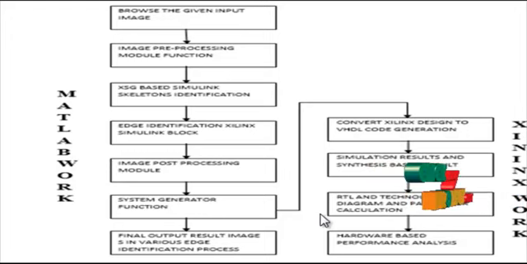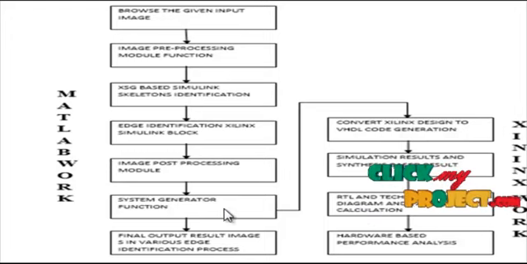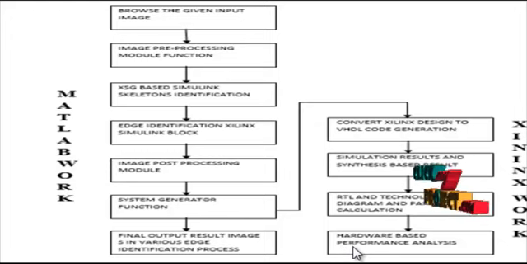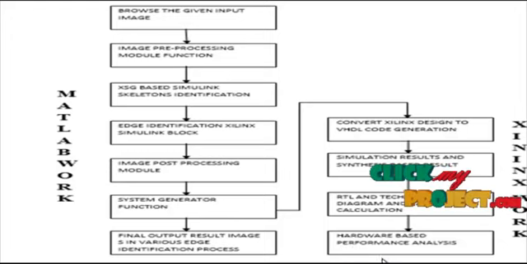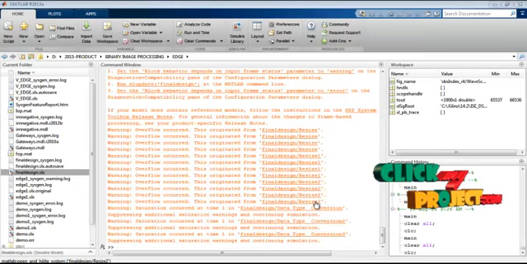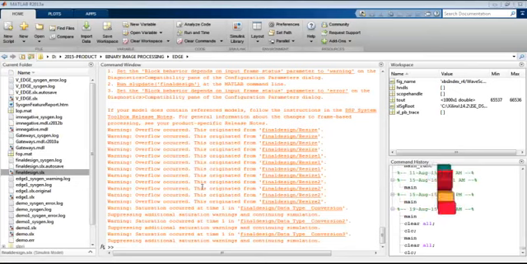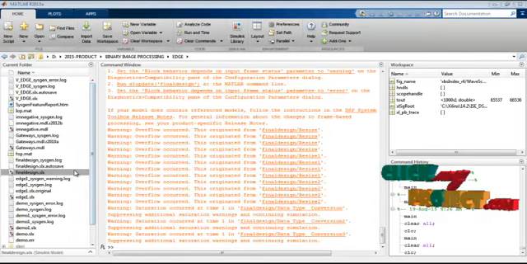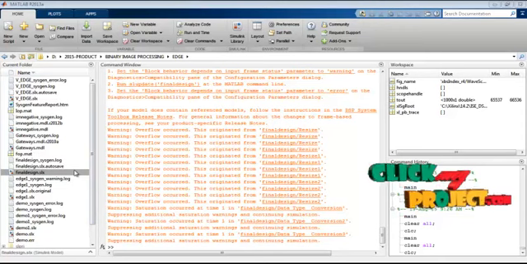Then we calculate the RTL technology diagram for the required edge detection architecture in the FPGA process. Then we identify the hardware based performance analysis. This is the timing based results for the overall FPGA architecture. Then we see the final output for the product. These are the final designs for the overall Simulink based Xilinx process.